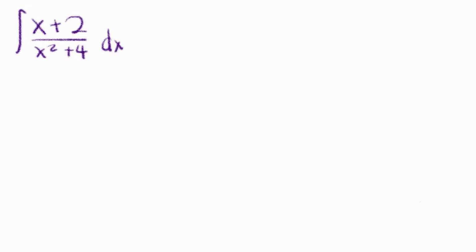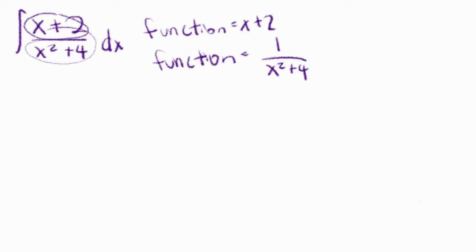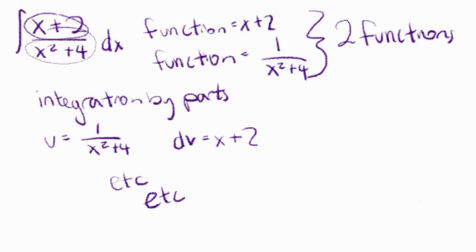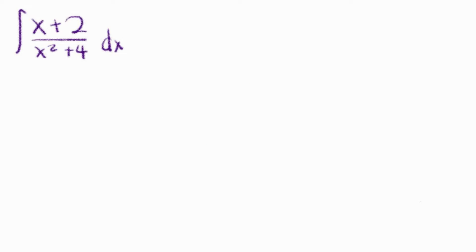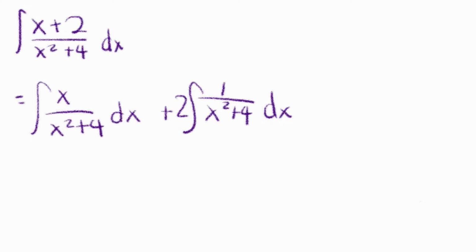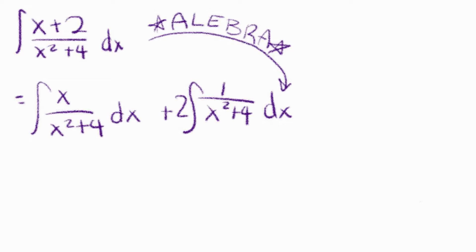There are actually multiple ways of approaching this problem. So in the numerator, we can see an algebraic function. There is also another function, the derivative of arctangent. Now we see two functions and we can actually integrate using integration by parts. However, integration by parts is a little bit tricky. I like making things easy. So I think I'll try splitting up the fractions first, using algebra.